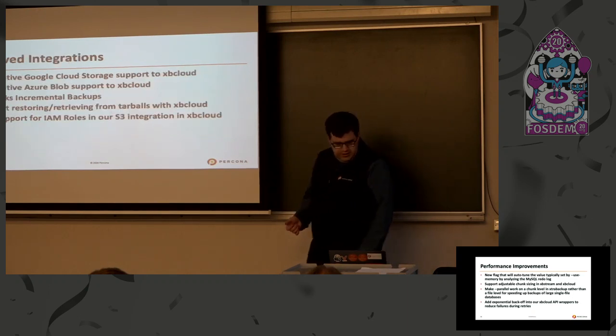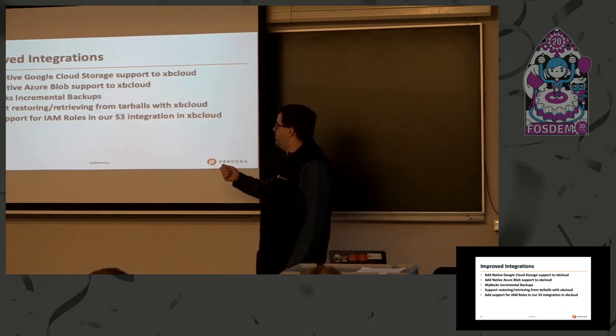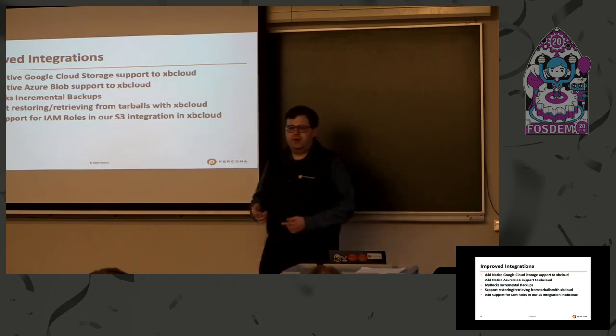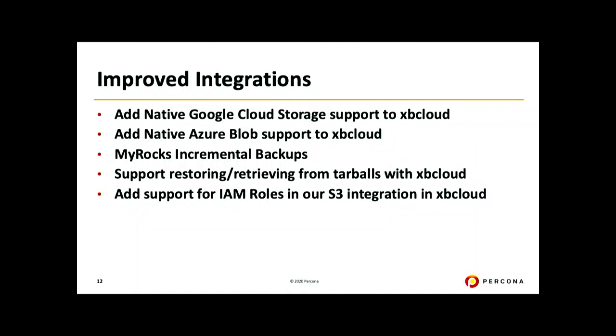And then we're going to do some additional integration. A lot of this is in XBCloud. We want to add native support for Google Cloud Storage. Today you can use it through the S3 API integration, but we'd like to be native to Google Cloud. Same thing, we'd like to support Azure Blob. We're going to add an incremental backup function for MyRocks. And then we would like to support doing restoration via tarball from XBCloud.